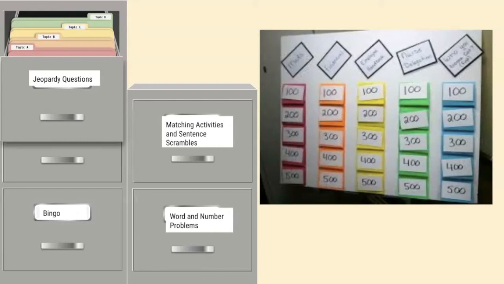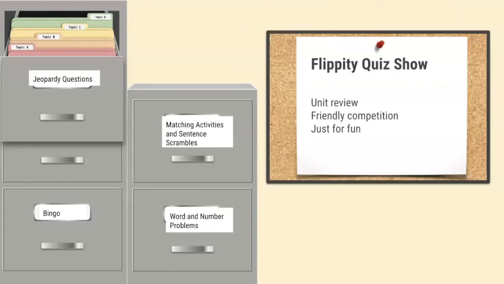So the first drawer we're going to open is our drawer of Jeopardy questions. Most of us have some kind of big cardboard display that we've made this beautiful Jeopardy board on, and we have little note cards that we switch out for different units and that type of thing. Well, an alternative to using that is to use the Flippity quiz show feature. So this can be used for unit review. You might try it out just for some friendly competition, bring some competition back into your classroom, or of course just for fun.